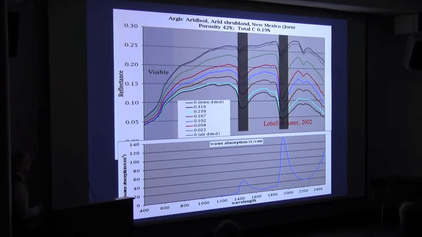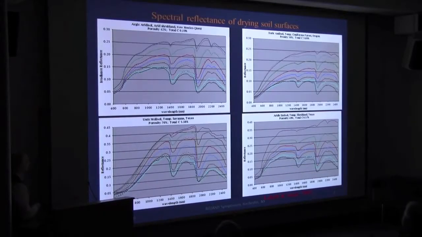And what I got was a set of models. These are the four data sets that Lobel and Asner collected. And my model is the dotted lines that overlay that. Okay, not bad. But honestly, it was a terrible model. It's not good physical ideas. It was just throwing something together saying I can match those curves. And I'll point out where I can't.